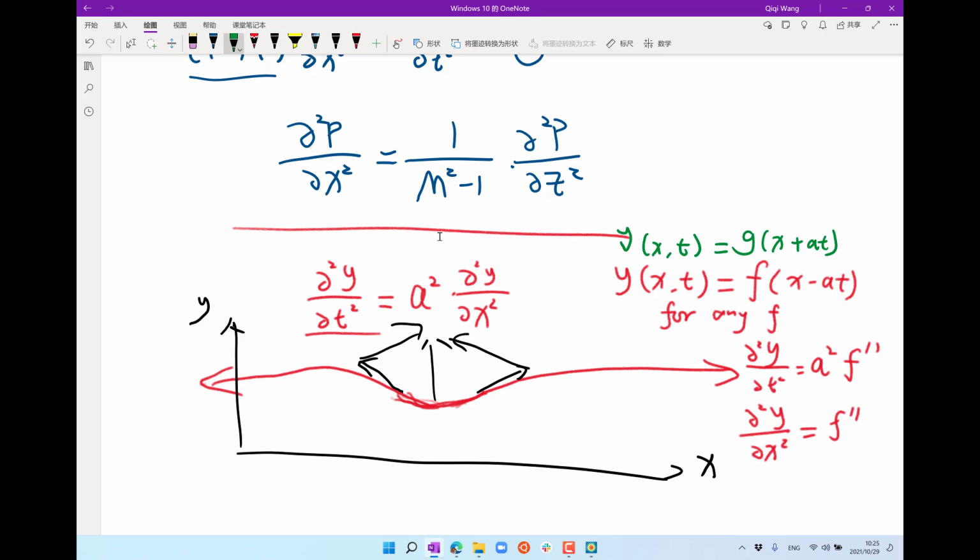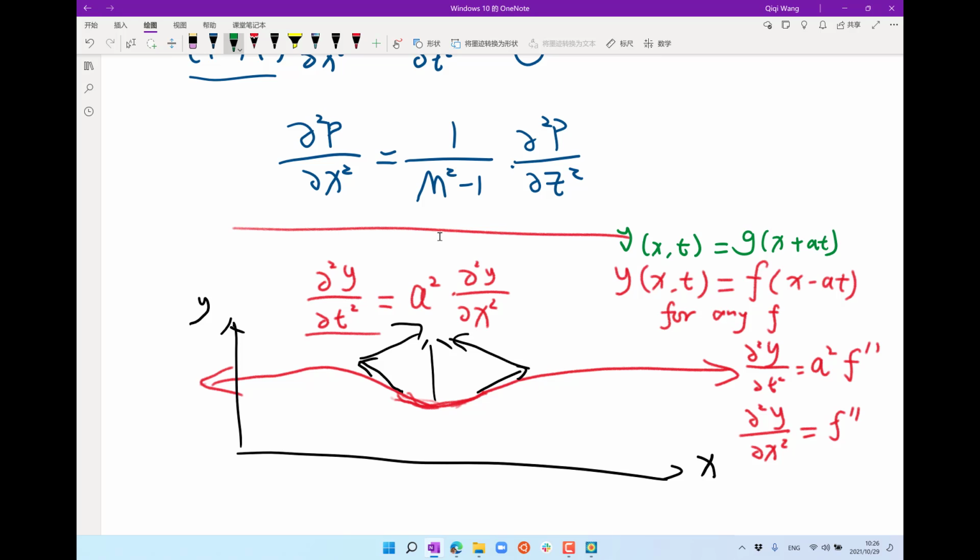All right. Nice thing about this equation is that it's a linear equation, right? Linear equation means if you have two solutions, one is called the green y, another solution is called the red y. You add this green y and red y, the green y plus red y is also a solution to the differential equation, right? So a general solution to this differential equation is any function f of x minus at plus any other function g of x plus at. That's the solution to the wave equation.